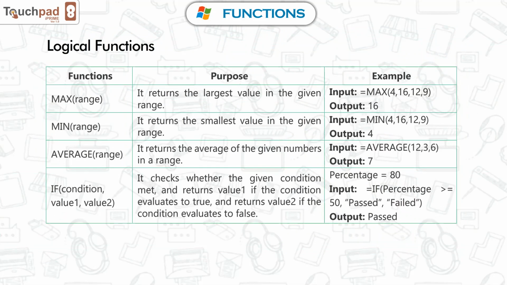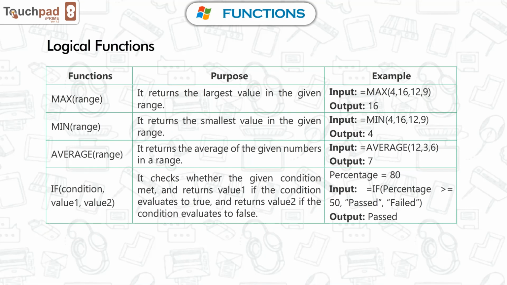Max(range). It returns the largest value in the given range. Input: =MAX(4, 16, 12, 9). Output: 16. Min(range). It returns the smallest value in the given range. Input: =MIN(4, 16, 12, 9).